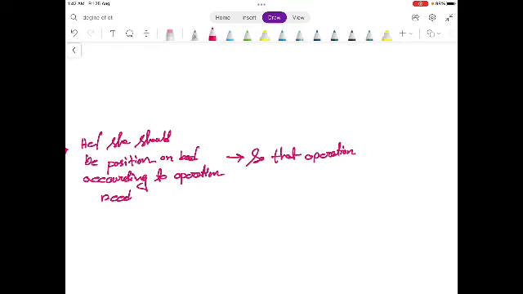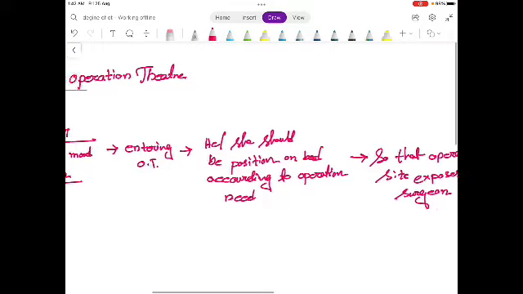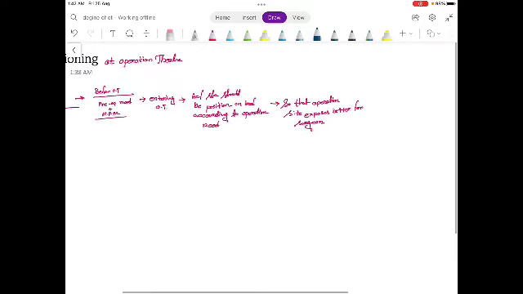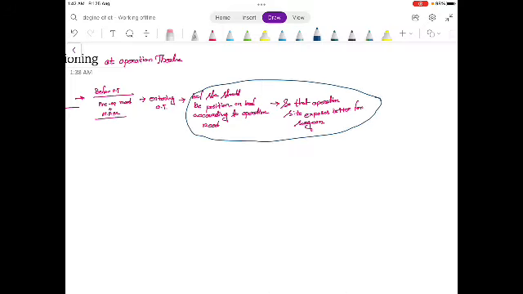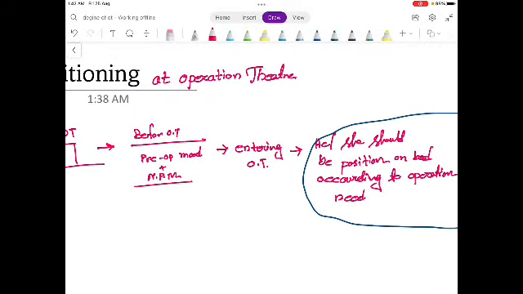So that the operation site exposes better for the surgeon. So after this position would be done, right? So this is the main question. So this portion is the later portion.